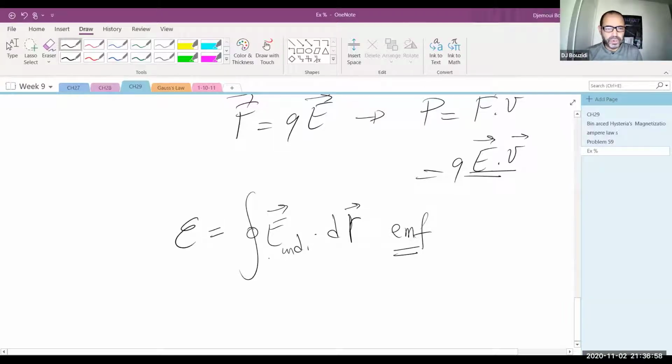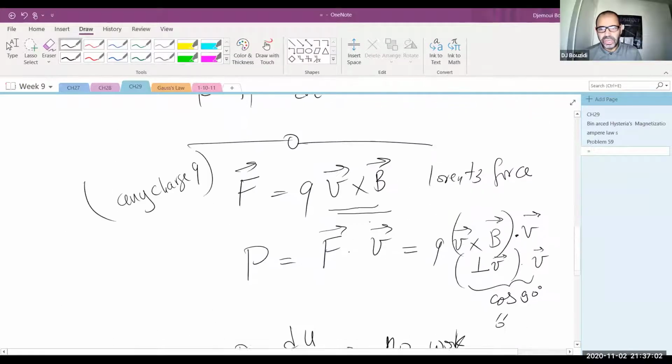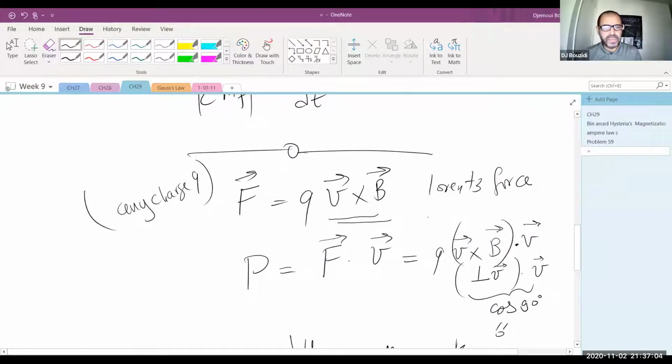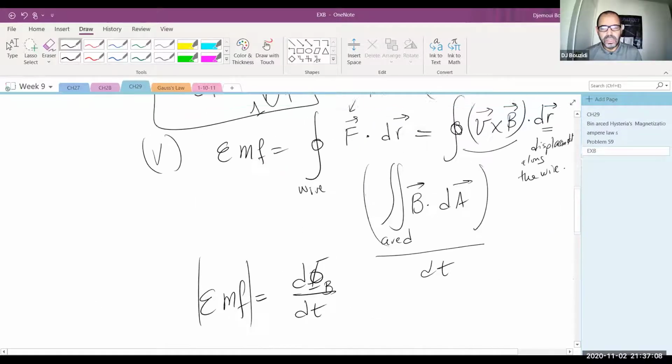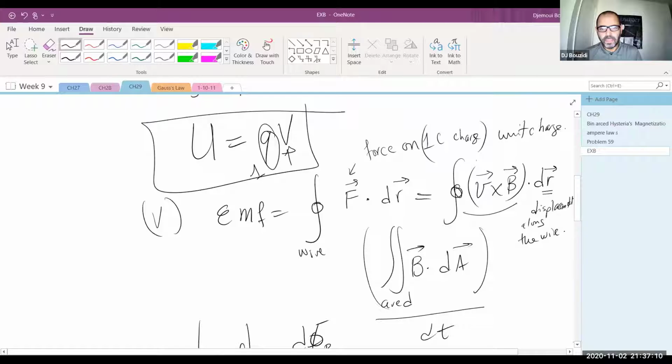This is fine. Now we're good. So this E induced is related to this V cross B, okay? To this, okay?